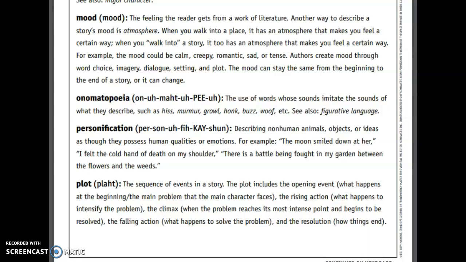The next term is plot. The sequence of events in a story. This is the plot. The plot includes the opening event, what happens at the beginning; the main problem that the main character faces; the rising action, what happens to intensify the problem; the climax, which is when the problem reaches its most intense point and begins to be resolved; the falling action, which is what happens to solve the problem; and the resolution, which is how things end.